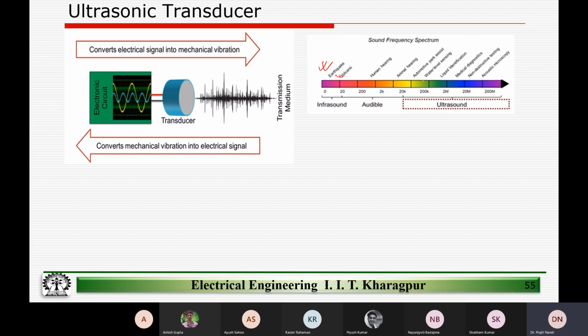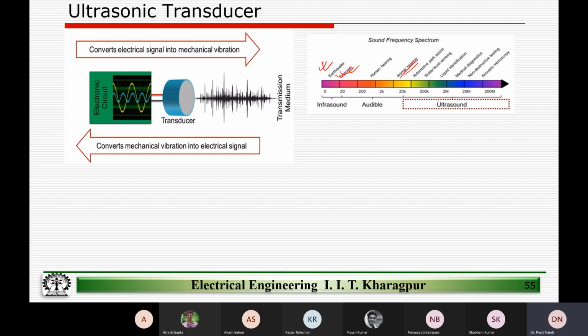Human hearing is up to 20 kilohertz, right? So from 20 hertz to 20 kilohertz. And animal hearing, you can see, has a wider range. Beyond 20 kilohertz is what we typically refer to as ultrasound.